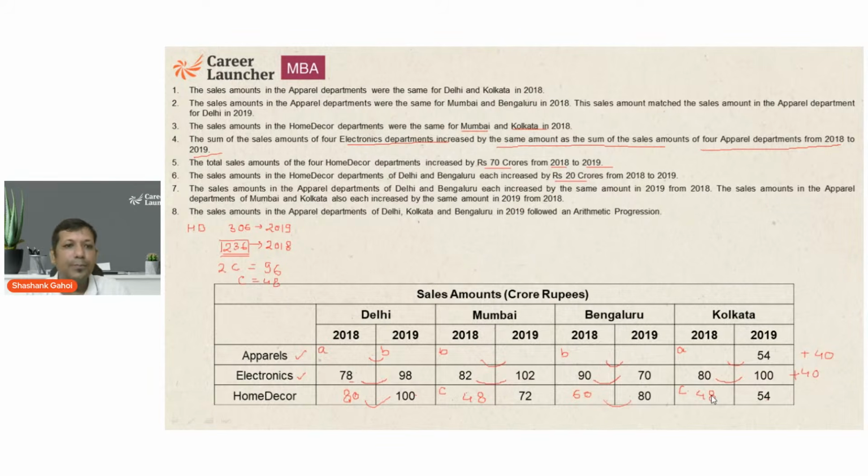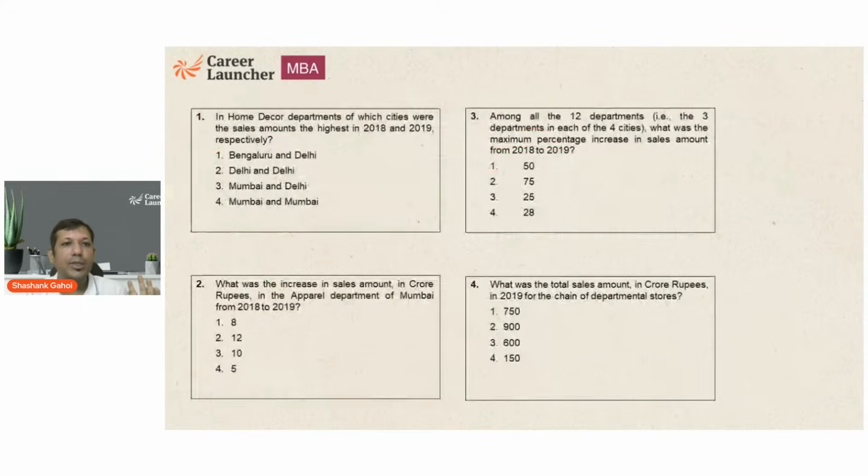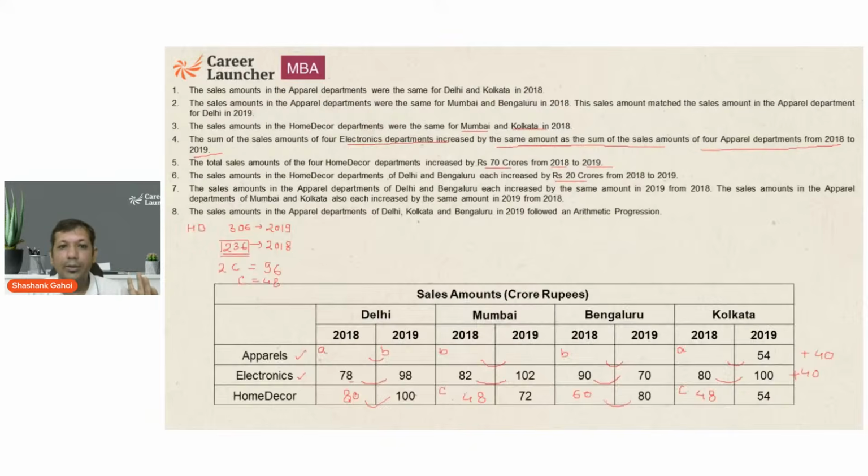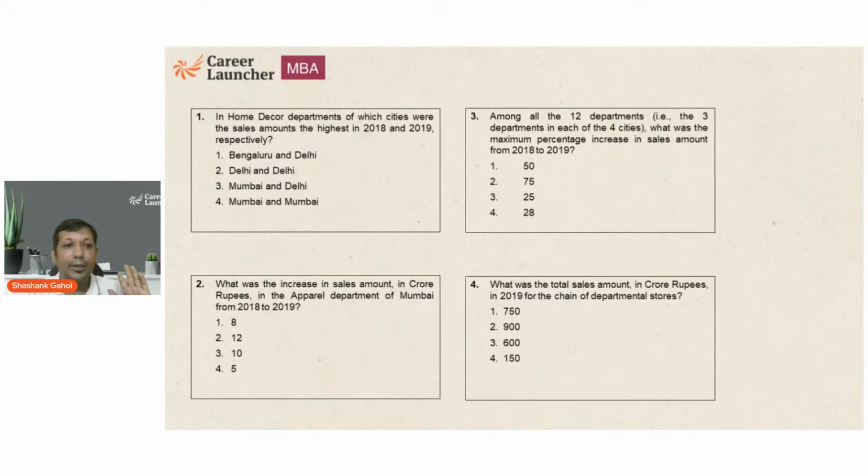Now, if you see, we had one question on this. In home decor department, which cities have the highest sale amount in 2018 and 19? So in 2018, the sales amounts were 80, 48, 60, and 48. So highest is 80, that is in Delhi. In 2019, 100, 72, 80, and 54. Highest is 100, that is again Delhi. So the answer of question number 1 should be option 2, that is Delhi and Delhi. So if I get another question on home decor, I am going to get the answer.